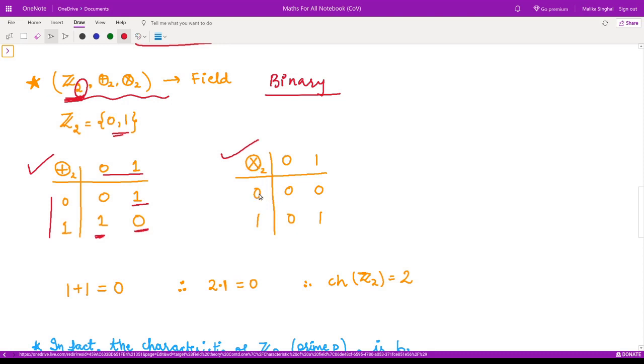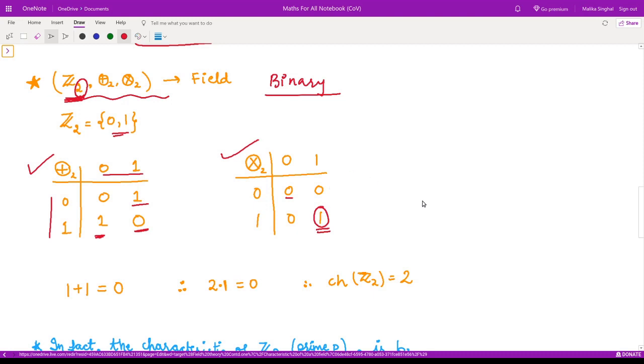And here what do you do? You multiply these two numbers, 0 and 0, that would be 0, divide by 2, the remainder is 0. Again you multiply 1 with 1, that is 1. When you divide 1 by 2, you will get the remainder as 1, right? So we know how to make these tables.